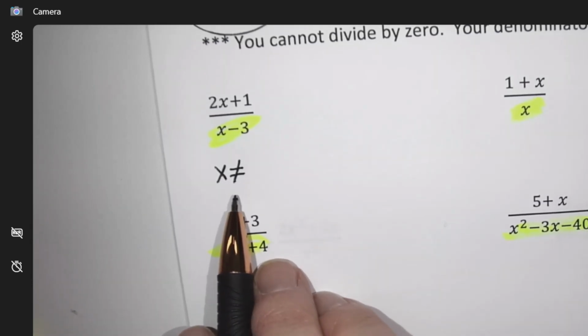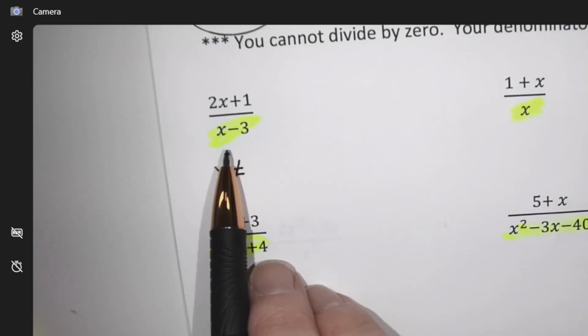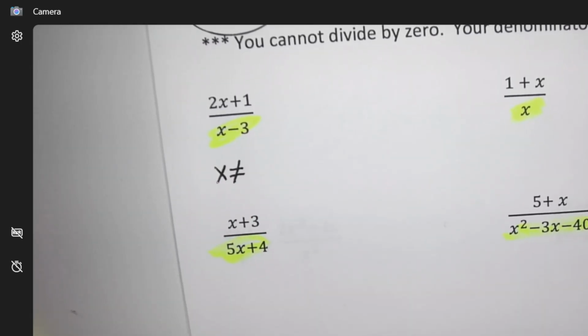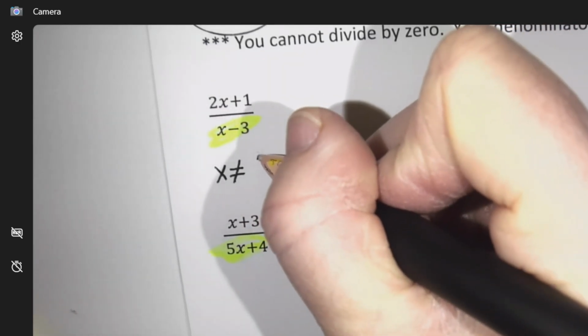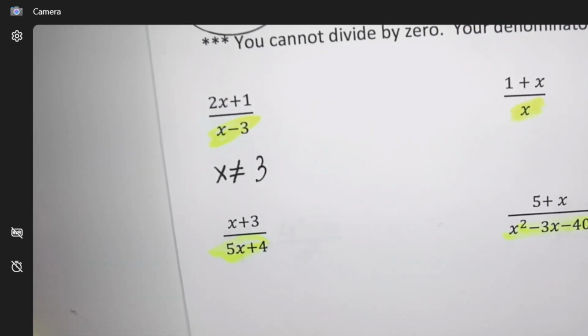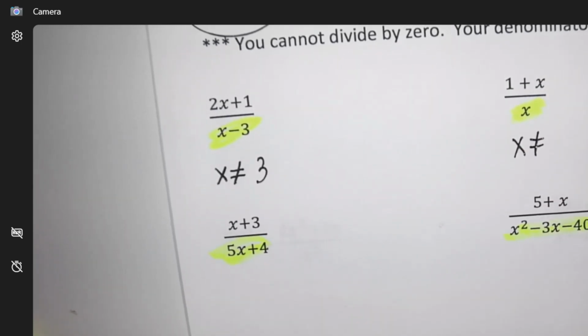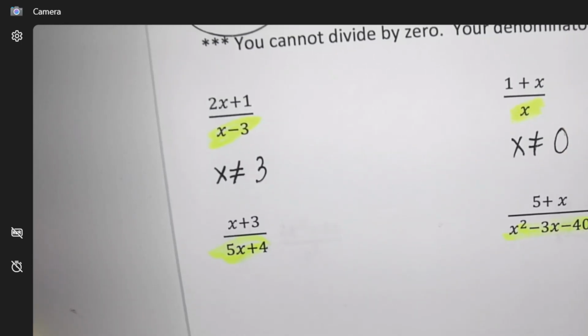Okay, this symbol says x cannot equal. What value can x not be? So in other words, what makes it 0? If x was 3, because then the bottom would say 3 minus 3, 0. What can x not be here? 0. If x was 0, the bottom is 0.